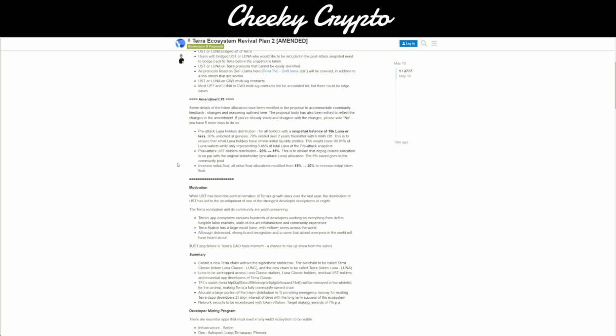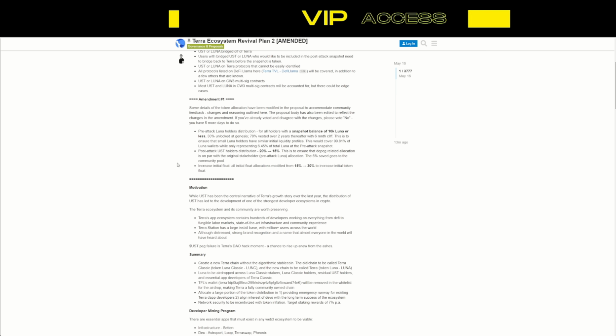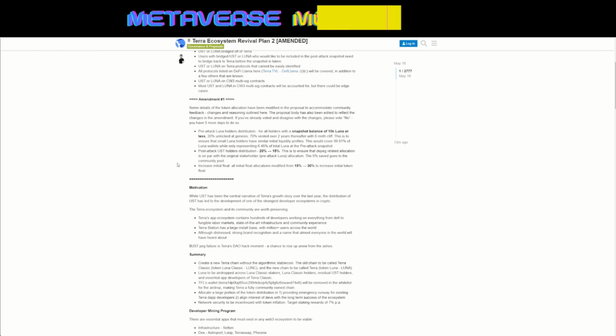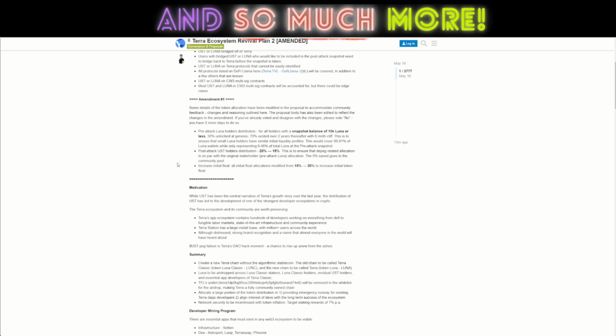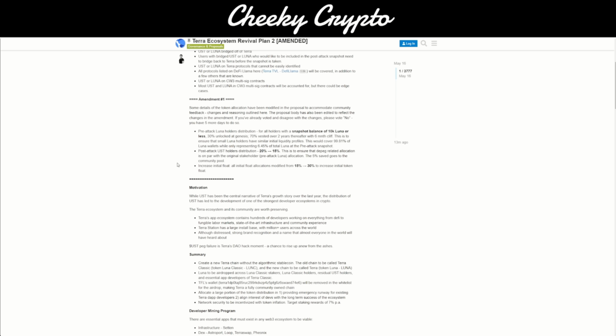So, pre-attack Luna holder distribution. For all holders with a snapshot balance of 10,000 or less Luna, 30% unlock at Genesis, 70% vested over a 2-year period thereafter with a 6-month cliff. Wow, okay, so basically you're going to have a snapshot of your investment. You're only going to be gifted 30% of your investment back, and then the other 70% will be distributed to you over a 2-year period.